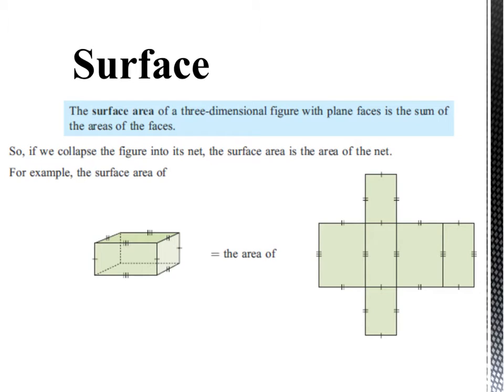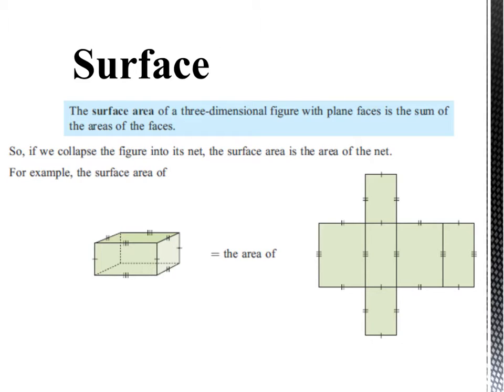Okay, so this is the first video that you're going to have to watch and take notes on at home. It's over surface area. The surface area of a three-dimensional figure is the sum of the areas of the faces, especially if it has plane faces. It makes it really easy for us just to break it down. So if we collapse the figure into its net, the surface area is the area of the net.